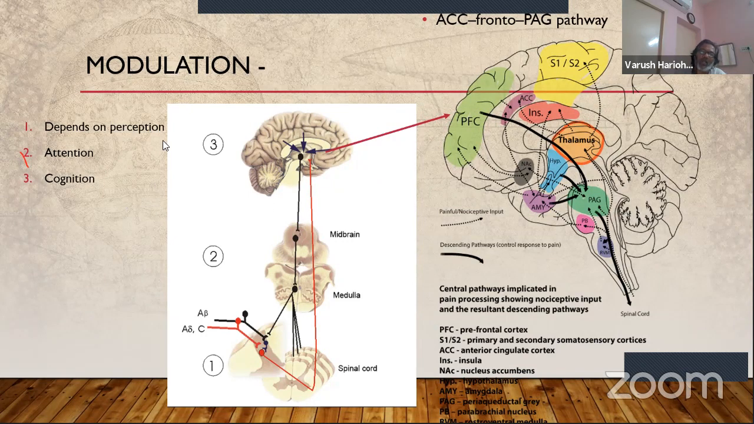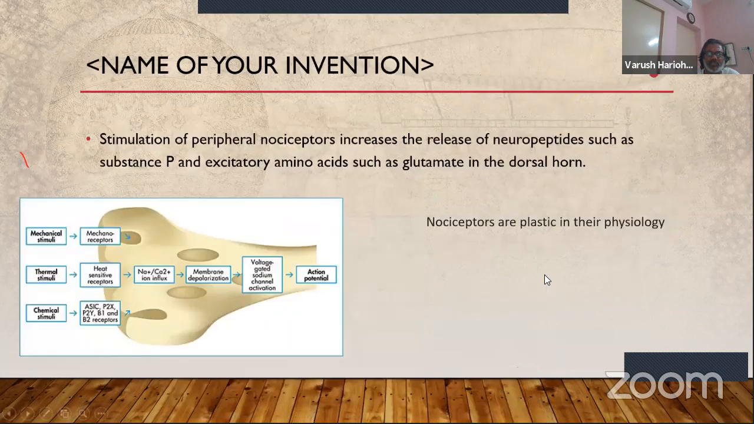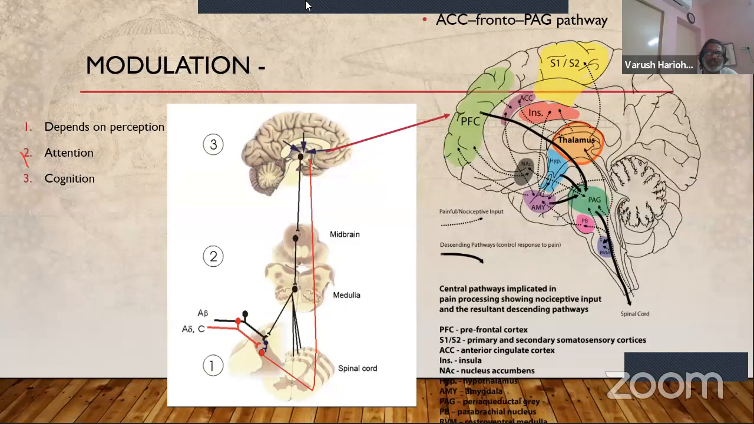That kind of thing is all part and parcel of the function of what we call the ACC frontal PAG pathway, right? Basically, it starts from your prefrontal cortex and goes to the insular cortex, then via your limbic system and hypothalamus, all these things, to your PAG. So the PAG has a lot of the endorphins which can modulate your pain, right? So that is, I think, what I wanted to say about pain physiology.